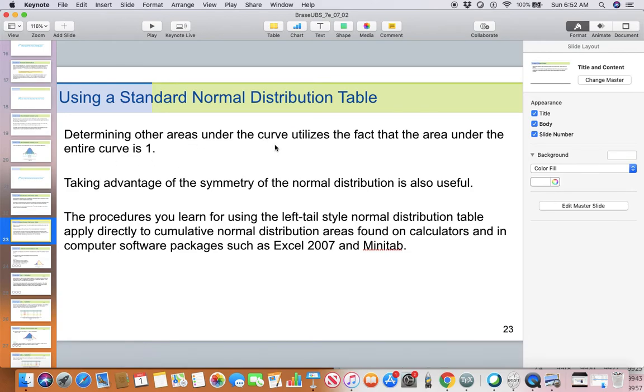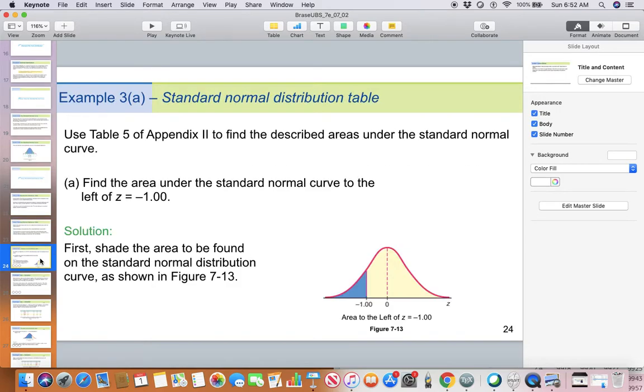Determining other areas under the curve utilizes the fact that the area under the entire curve is 1, taking advantage of the symmetry of the distribution. So the procedures you learn for using the left tail style normal distribution table apply directly to the cumulative normal distribution. Okay, so this procedure is similar to what is used in computer software packages.